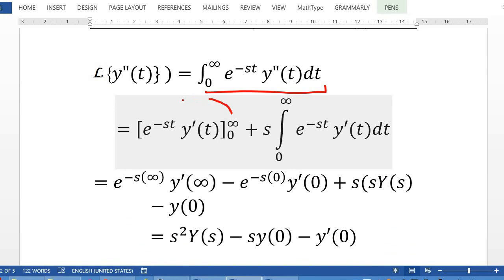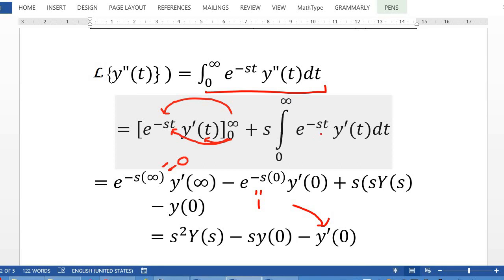Again, solving this, plug in the upper limit, exponent negative st, and you get the upper limit substitution equal to 0, minus the substitution of the lower limit into variable t, because we integrate with respect to t. So exponent negative s0 is actually exponent 0, which is equal to 1. Here you have minus y prime 0, and then plus this integral of v du.